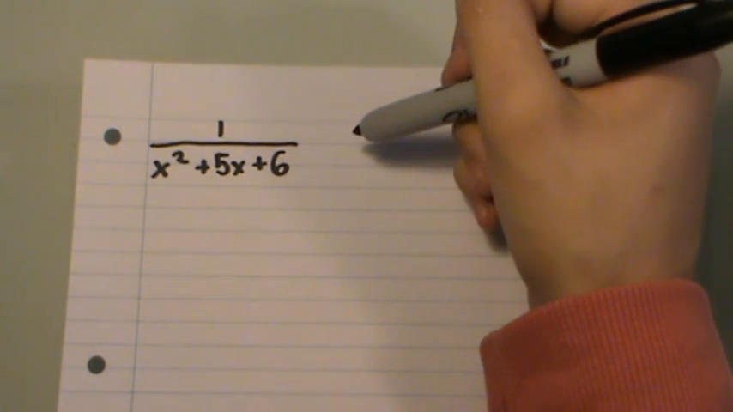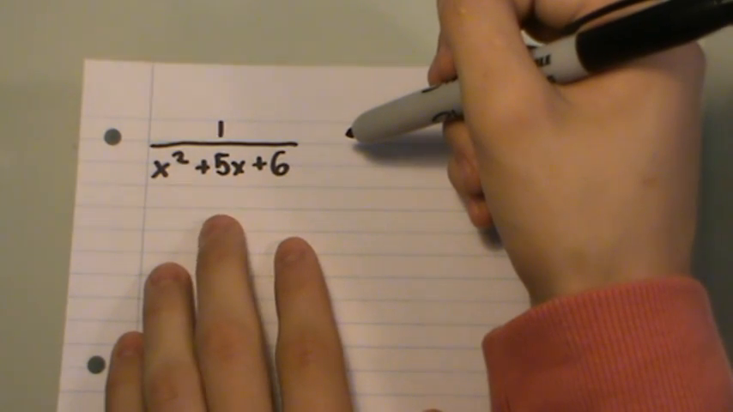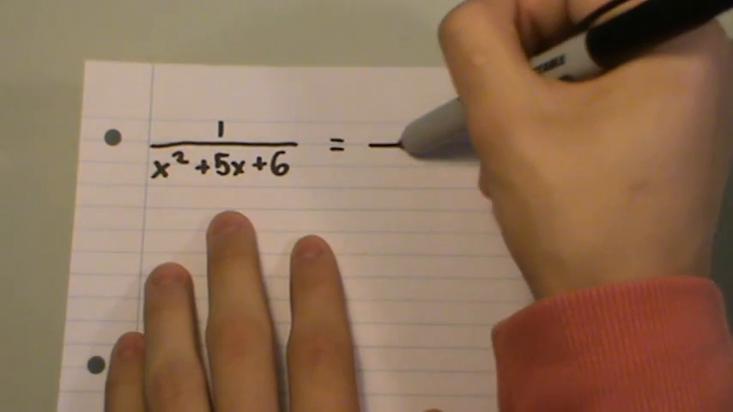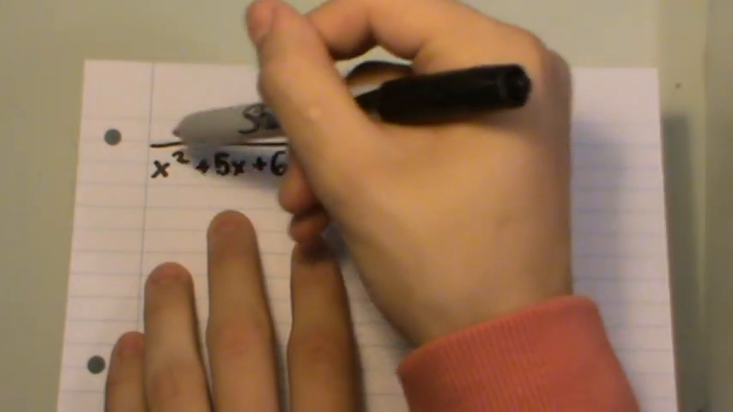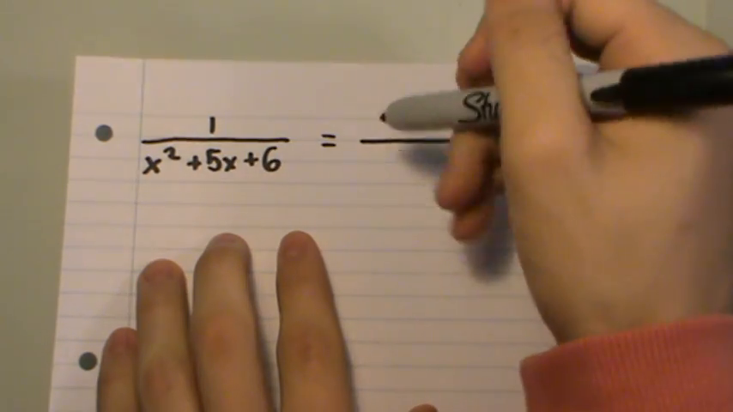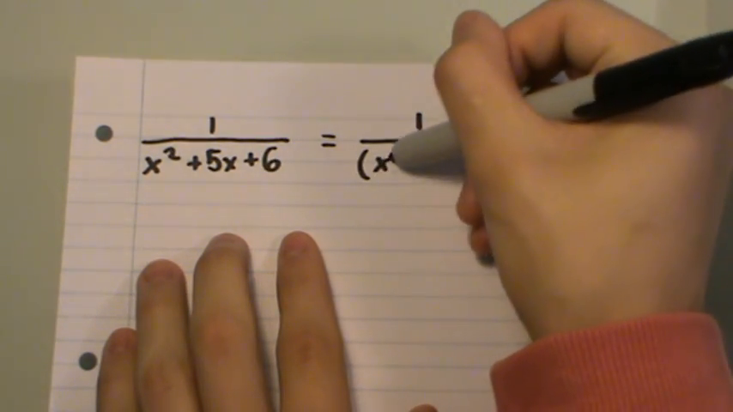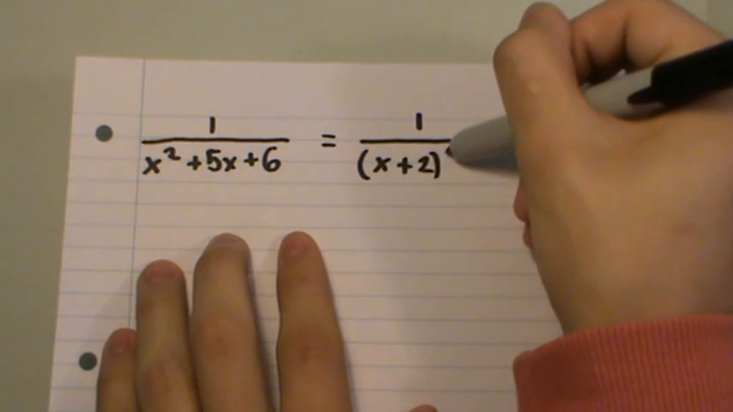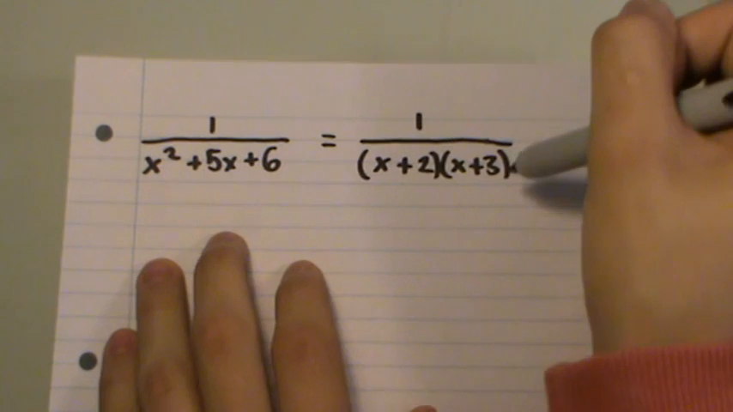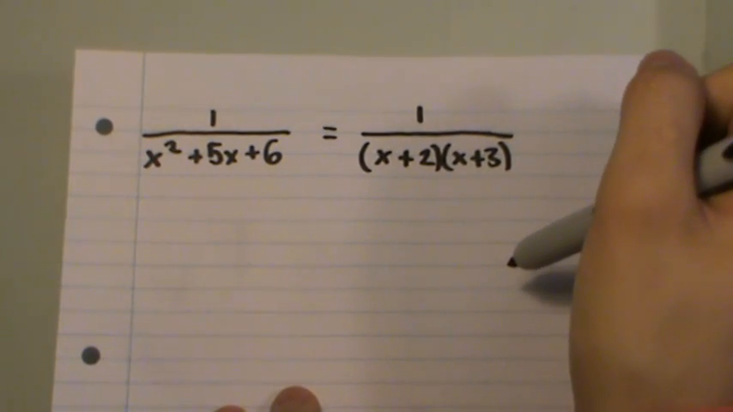So we start by saying this is equal to 1 over, and what we want to do is factorize the bottom half, and this quadratic is quite easy to factorize. So this is just (x + 2)(x + 3), like that.